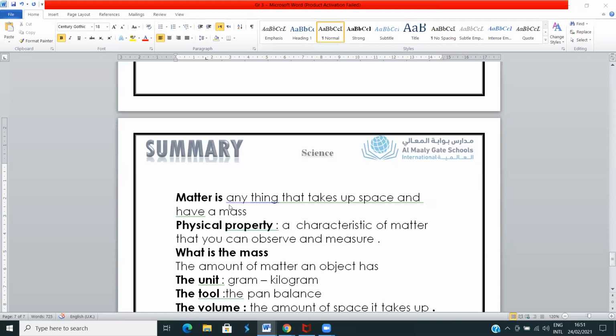Okay, my students, you're right. So my students, matter is anything we said before. Anything like water is matter, like solid matter, like liquid matter. Everything around you takes up space. Takes up space. This word means it has volume. That is, it takes up space and has a mass, meaning the amount of matter.